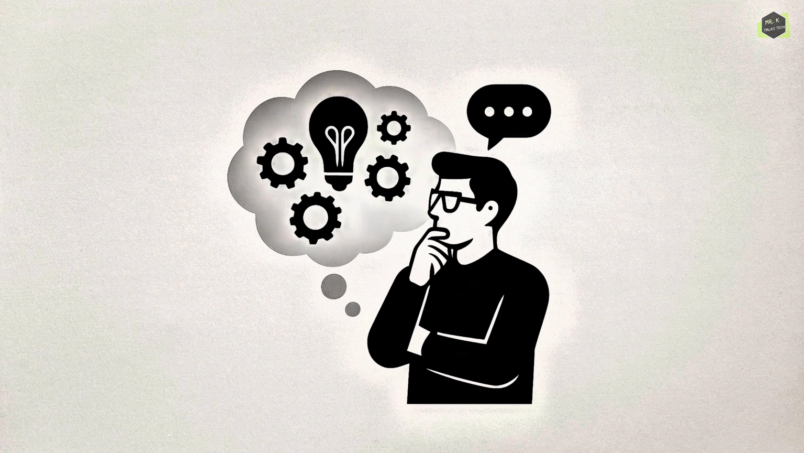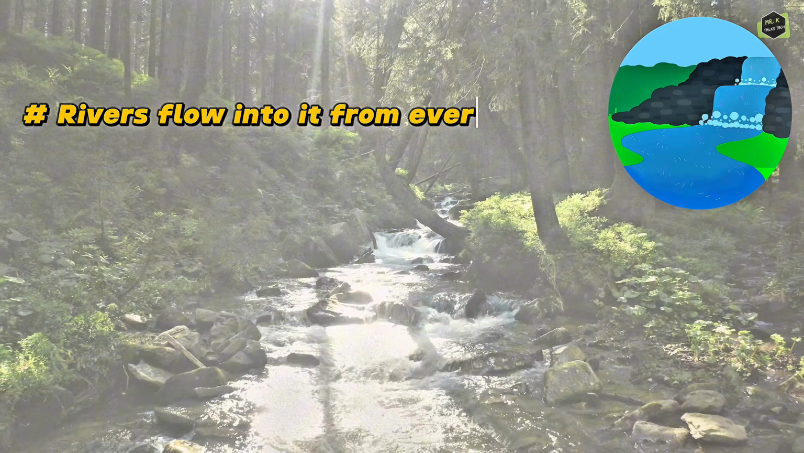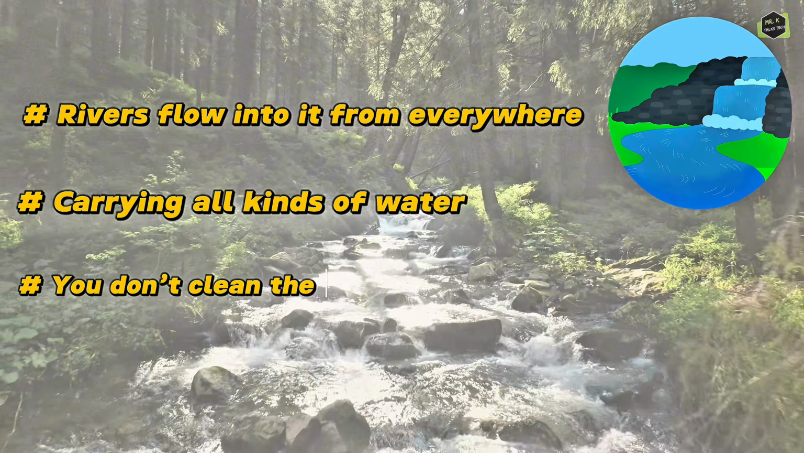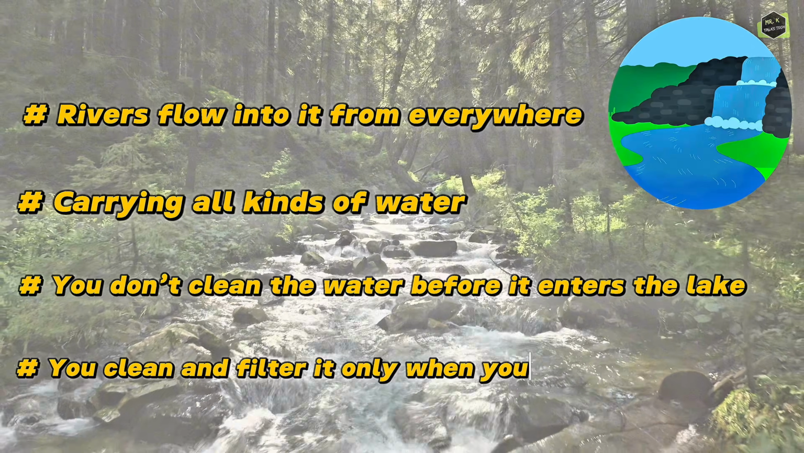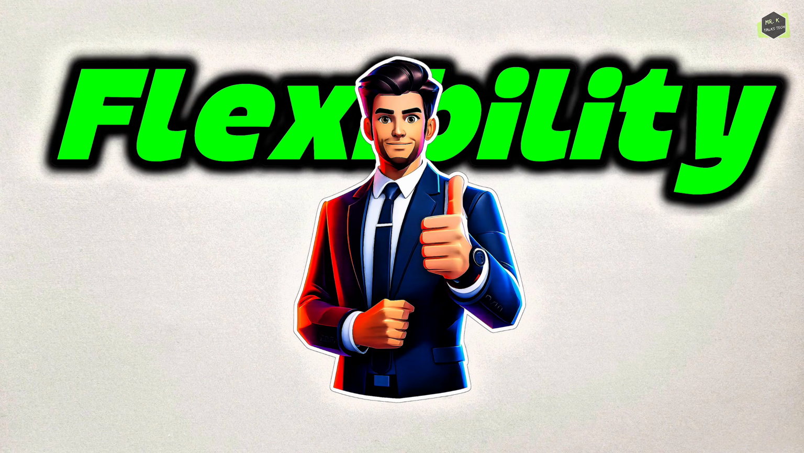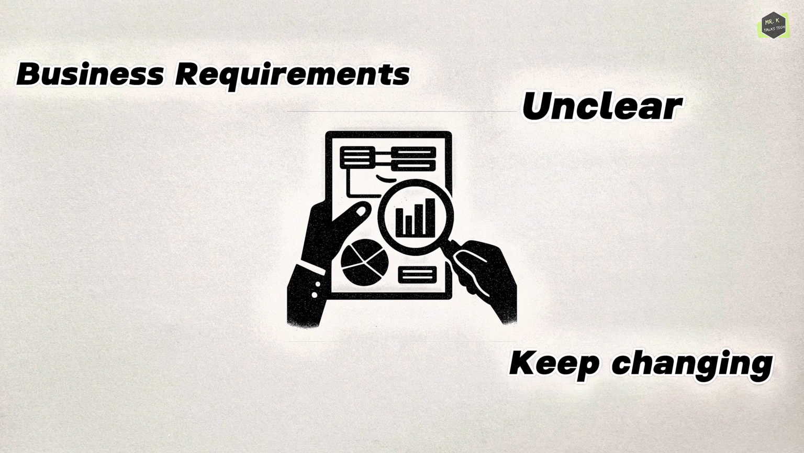A useful way to think about a data lake is like a real lake. Rivers flow into it from everywhere, carrying all kinds of water. You don't clean the water before it enters the lake. You clean and filter it only when you take it out for use. This approach gives a lot of flexibility, especially when business requirements are unclear or keep changing.